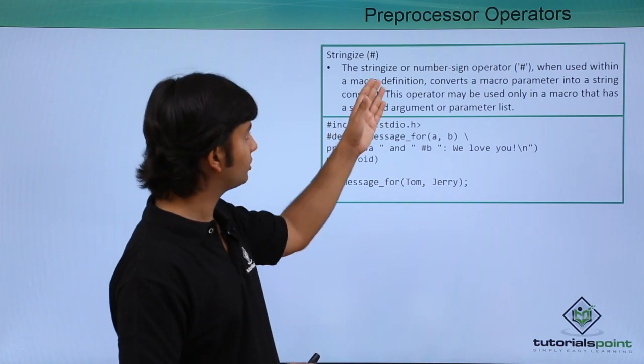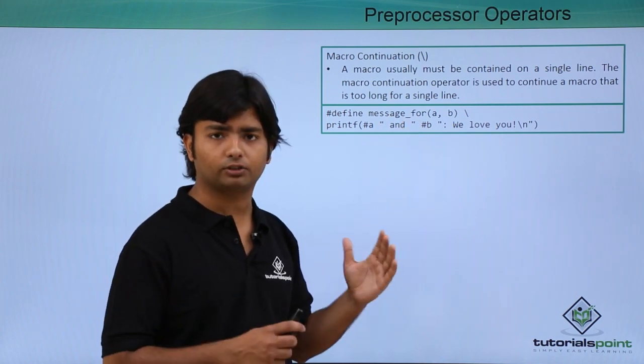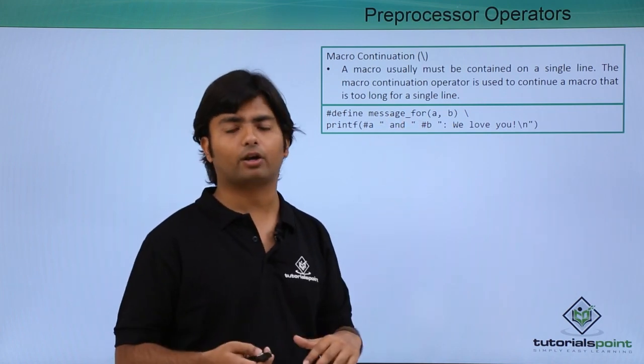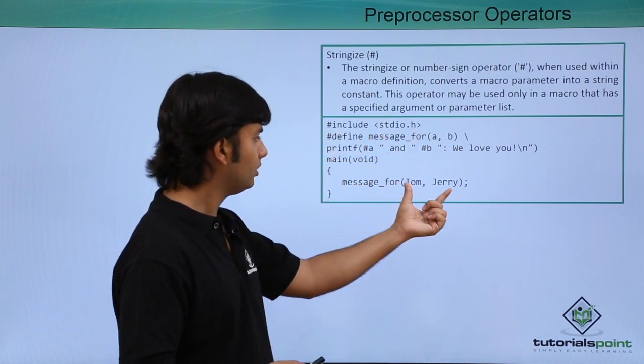Next is the hash symbol, that is the stringize operator. I have even used it here. What is it used for? It is used for converting the macro value to a string. Like here, if I pass to message_for, which is this macro name, Tom, Jerry.